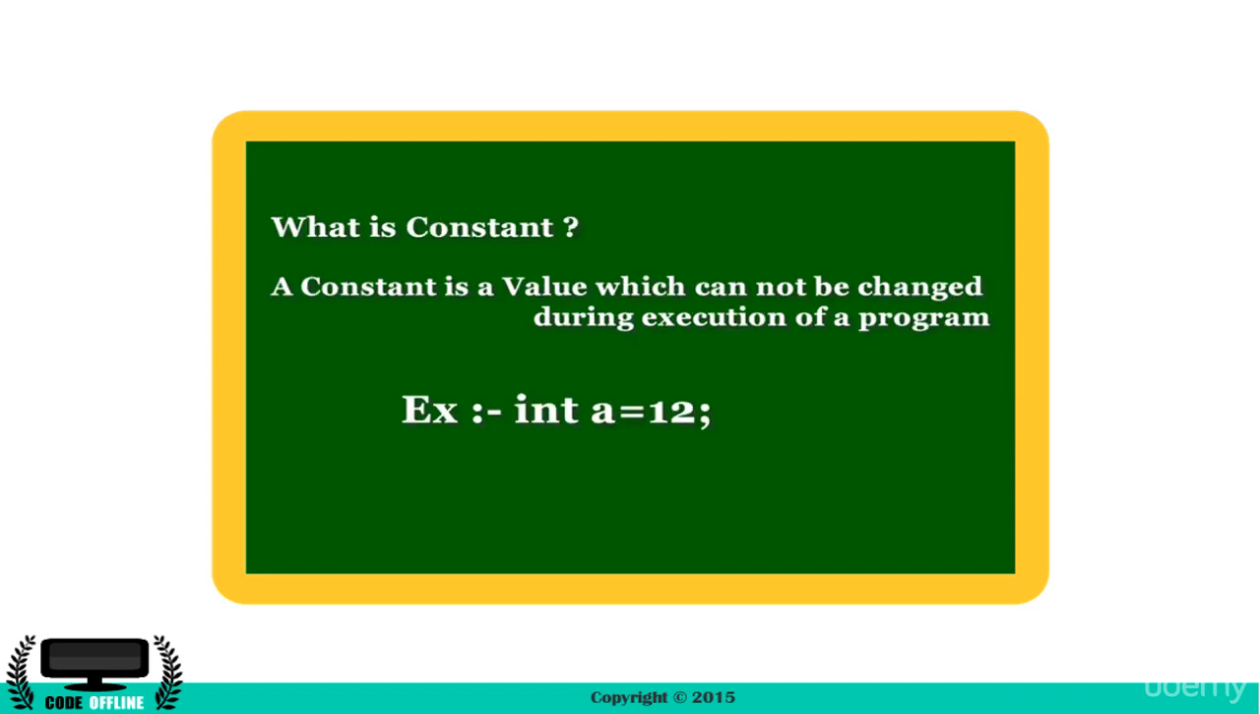And finally, what is a constant? Again repeating here, a constant is a value which cannot be changed during the program execution. And here is an example of a constant: a is equal to 12. Here 12 is a constant, and this is the syntax for declaring the variable. This procedure is also called assigning the value to the variable where it is declared.